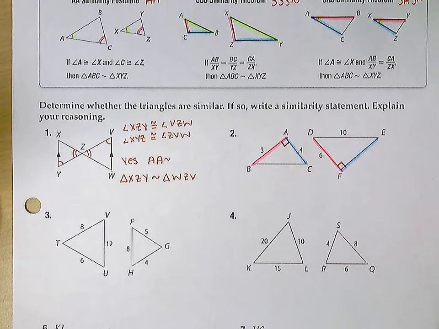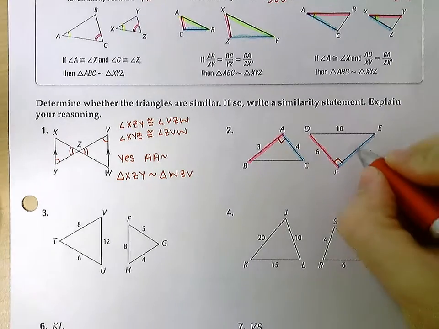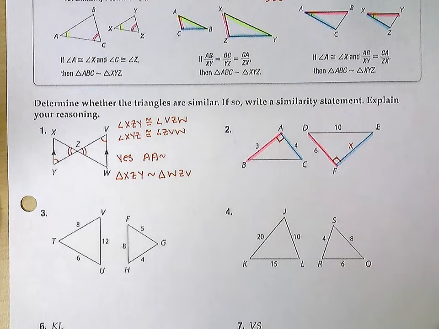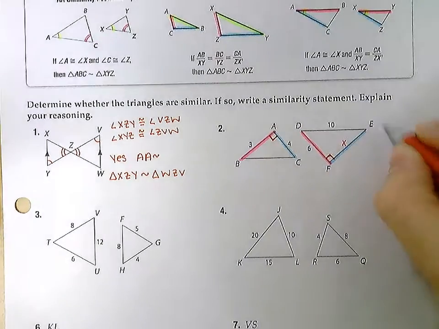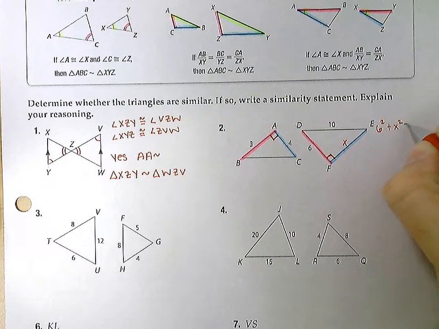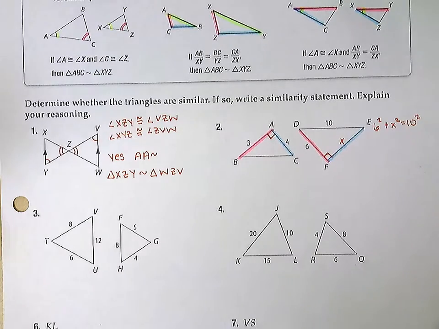However, I don't have FE. So you have to make sure you're looking specifically at that. But this is a right triangle. Can I find that last side? Yes. Since this is a right triangle, I can solve for this side by using the Pythagorean theorem. All I have to do is take 6 squared plus x squared is equal to 10 squared.